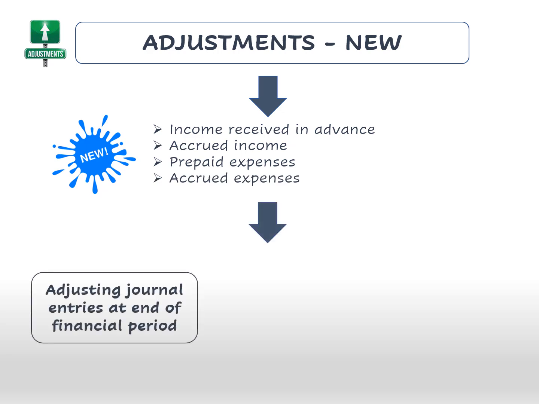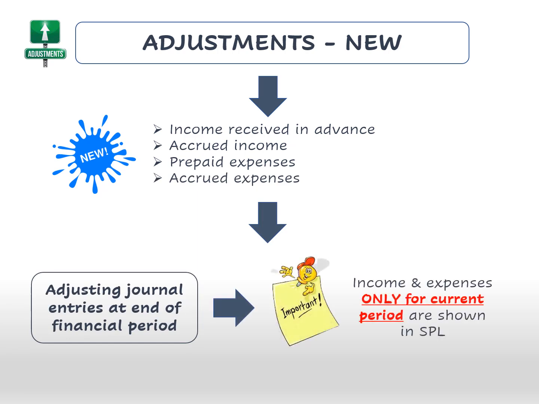Adjusting journal entries are then done at the end of every financial period. And what is extremely important is that the purpose for adjusting journal entries is so that the income and expenses only for the current year are shown in the statement of profit or loss for the current year. So that is extremely important. The reason for doing adjusting journal entries is to make sure that our income and expense amounts in the statement of profit or loss are accurate.